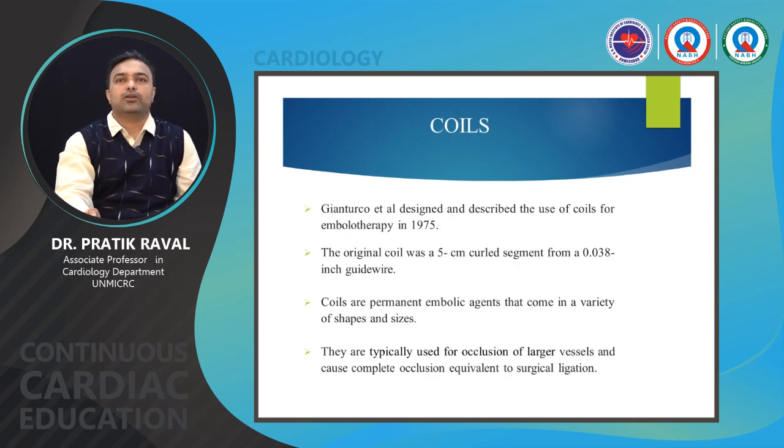Coils are very commonly used agents. Jean Turco first described their use way back in 1975. The original coil that was used was a simple 038 guide wire which was curled and then injected through the catheter. Coils are permanent embolic agents. They come in various sizes and shapes. They are typically used for occlusion of large vessels, and they provide vessel occlusion akin to a surgical ligation.